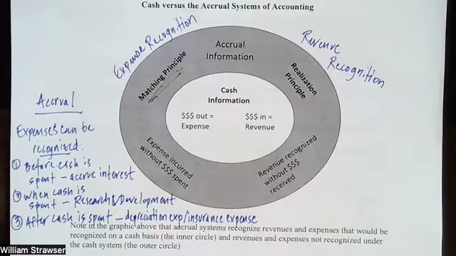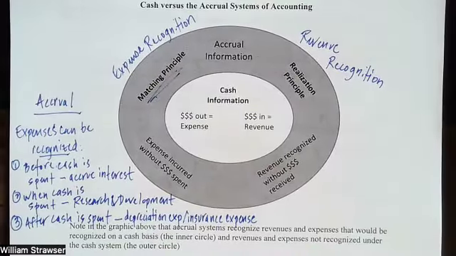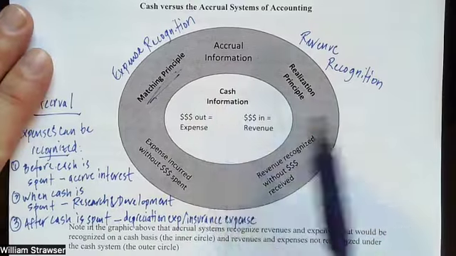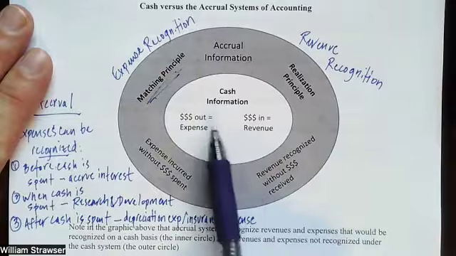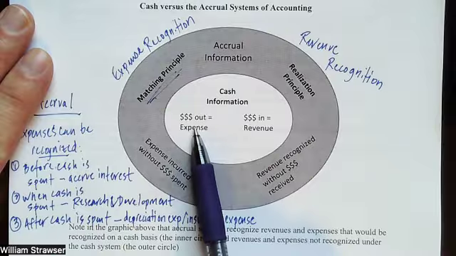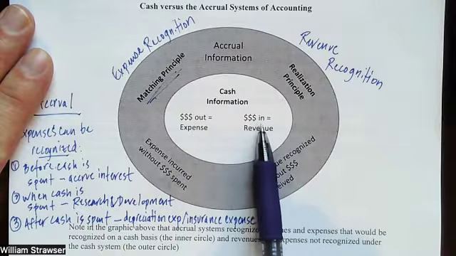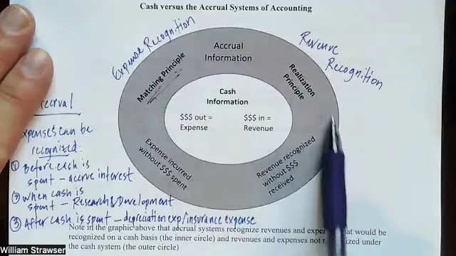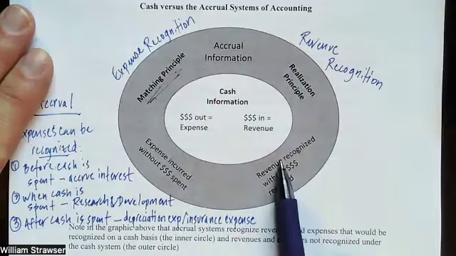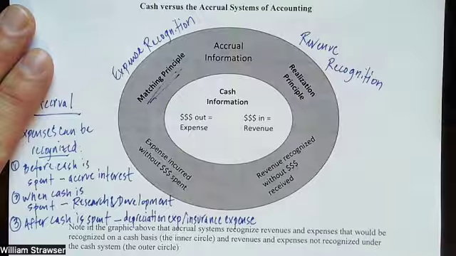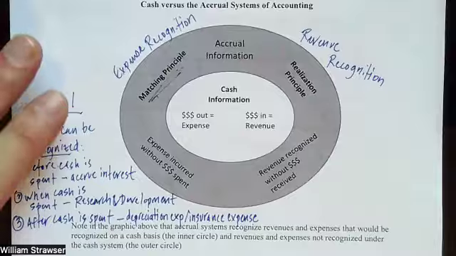So understand that the accrual system isn't taking anything away. It actually encompasses not only some of the times when cash is paid, where we'll recognize an expense under the accrual system, or when we receive cash, where we'll record a revenue under the accrual system. But it adds this extra layer, this darker layer on the outside, of when we can recognize revenues and expenses before or after cash is spent.